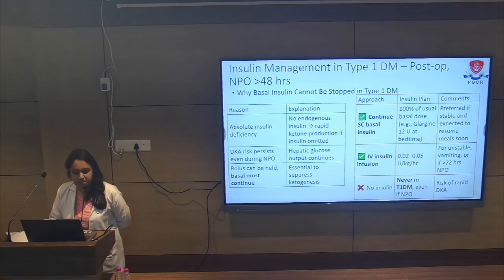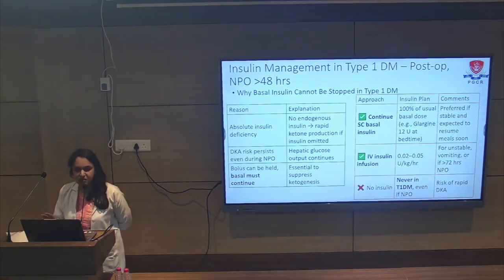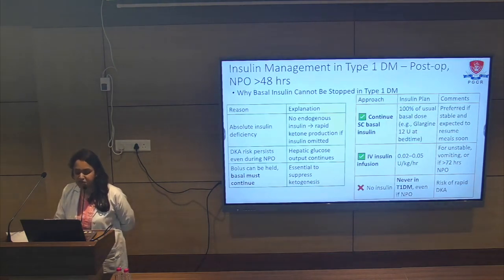So we continue the subcutaneous basal insulin. 100% of the usual basal dose is continued, especially if the patient is stable and is expected to resume meals soon. But if the patient is unstable or is vomiting and the nil per oral status is expected for more than 72 hours, then we start the patient on IV insulin infusion at 0.02 to 0.05 units per kg per hour with dextrose infusion.